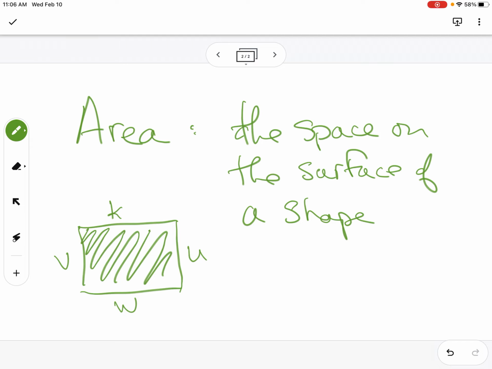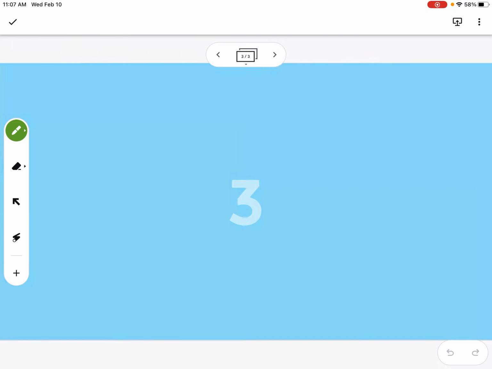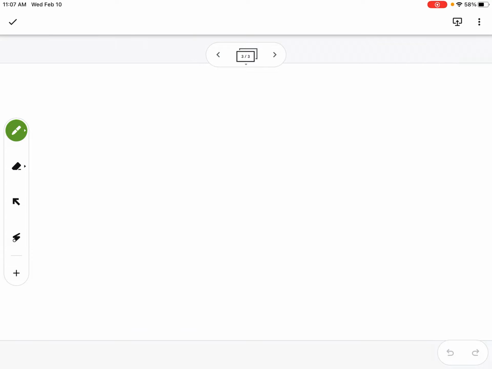So you can see that area is different than perimeter. Perimeter was not a space, it was a distance. Perimeter was not on the surface of a shape. Perimeter was around the outside, distance around the outside. So this is quite different than perimeter. So let's look at some examples where people might use the idea of area when they are working on something. Actually, before we do that, let's talk about what are the units of area.